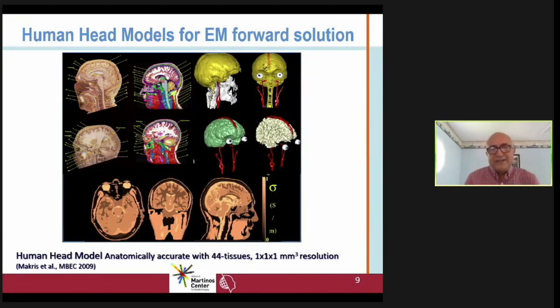How do you compute this SAR? Well, you start with the head model, and this is a head model that we developed and has a very, very high anatomical accuracy in a large number of tissues. Each of the tissues, of course, has conductivity, so we have assigned conductivities to each tissue accordingly.